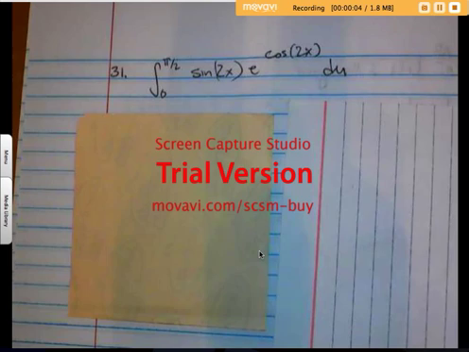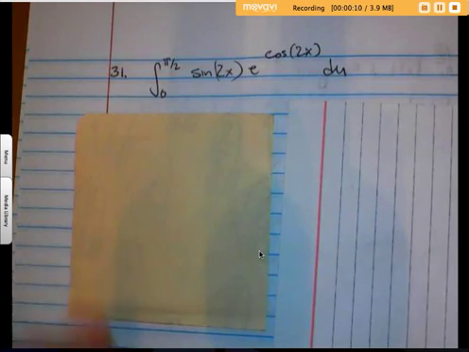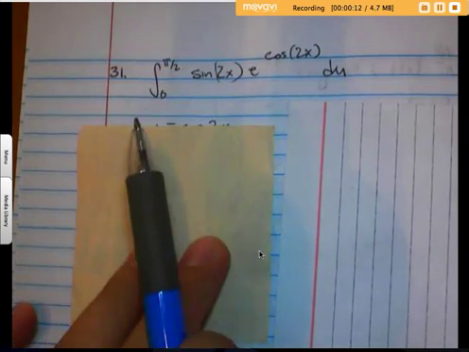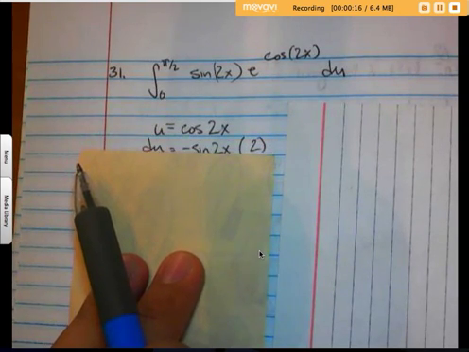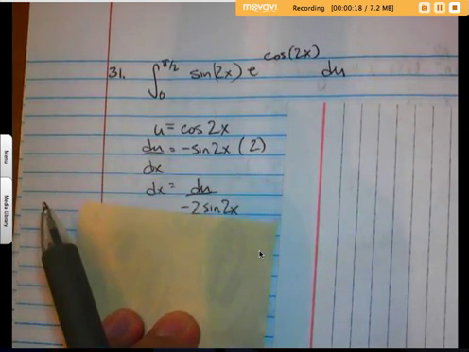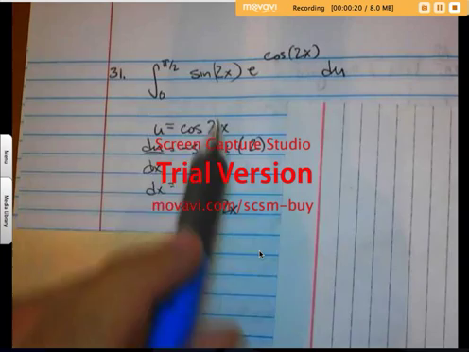We've got a problem here that looks like something we've seen. There's an extra little bit of work we have to do at the end, but let's get right to it. I've got that integral. They say u equals cosine of 2x. So, this is u substitution. You ought to know everything up to this part.